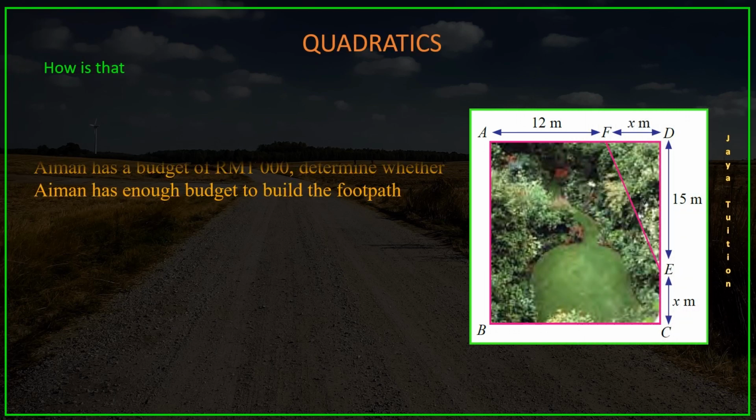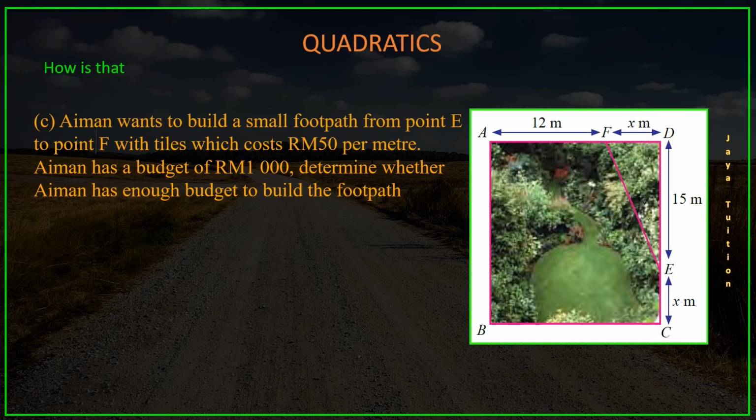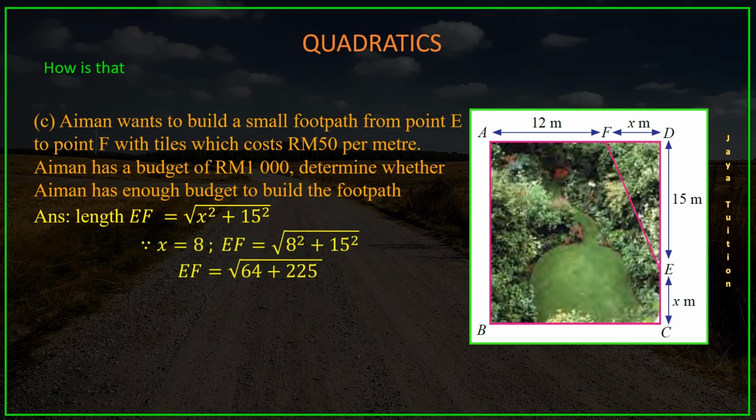To find the length EF as shown in the diagram, it is the hypotenuse of the triangle EFD. So by applying the hypotenuse theorem, we get the value of length EF to be equal to the square root of x squared plus 15 squared. Since we have already found out the value of x to be equal to 8, we evaluate the value of EF to be equal to 17.